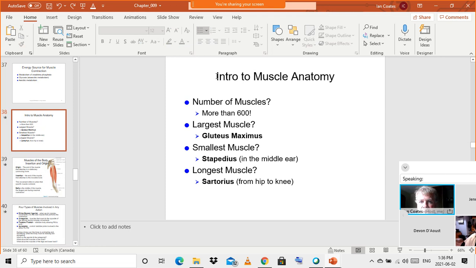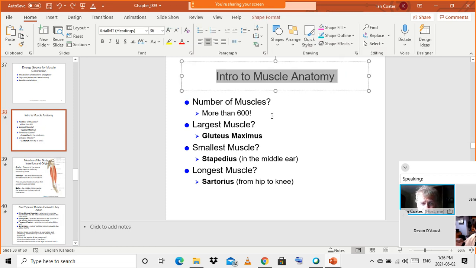What do we got here now? Let's have some muscles. There's more than 600. I think all these tests are open book anyway, so you don't have to memorize anything. Is this being recorded? All right.